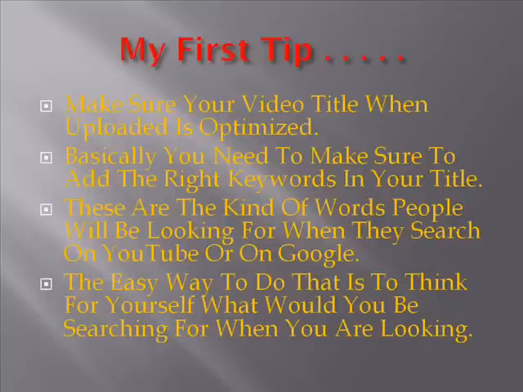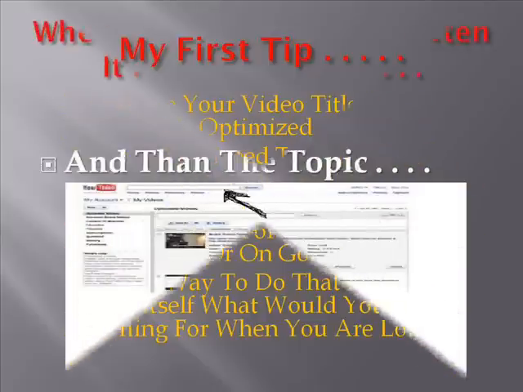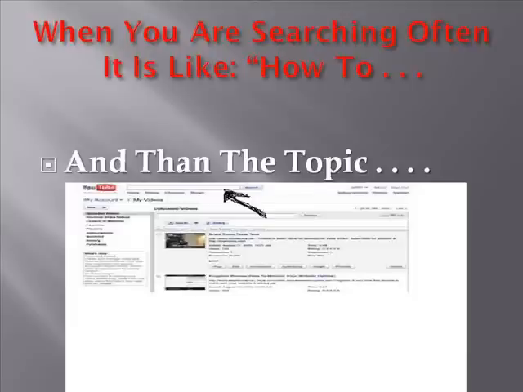Okay guys, my first tip, make sure your video title when uploaded is optimized. Basically, you need to make sure to add the right keywords in your title. These are the kind of words people will be looking for when they search on YouTube or on Google. And the easy way to do that is to think for yourself, what would you be searching for when you're looking?